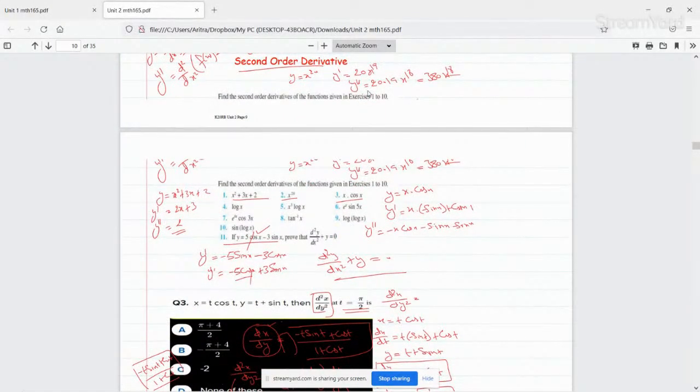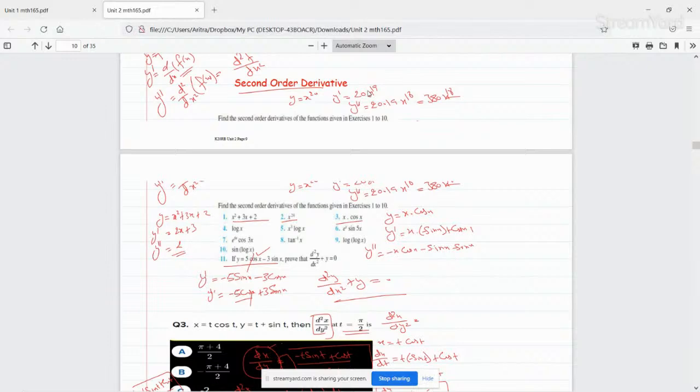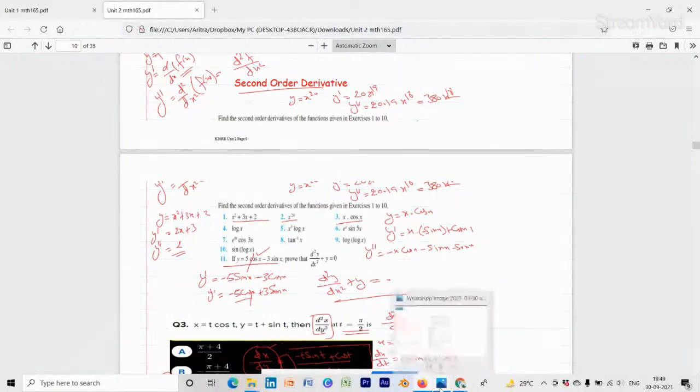So what is second order derivative? Second order derivative is nothing. Everything we have learned till now, all the properties of differentiation, we have to just differentiate it for the second time using the same rules. Okay, let me just show you with the last sums only.